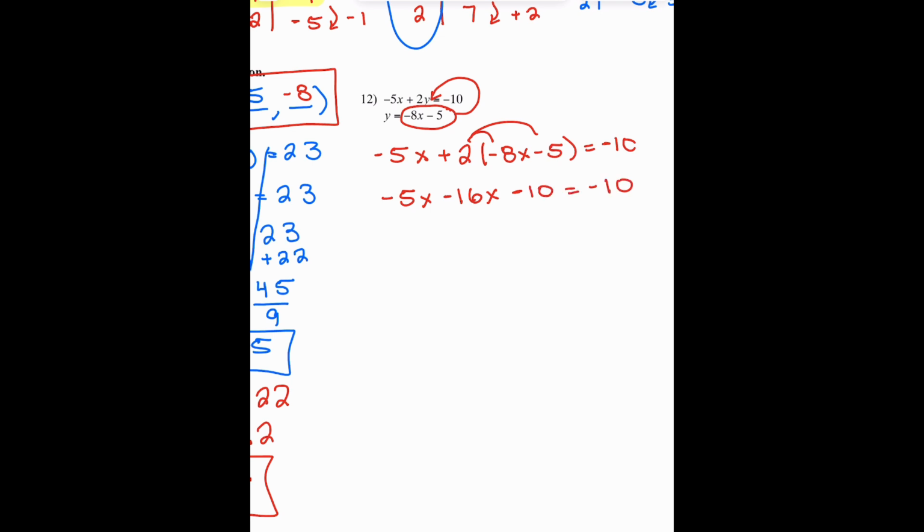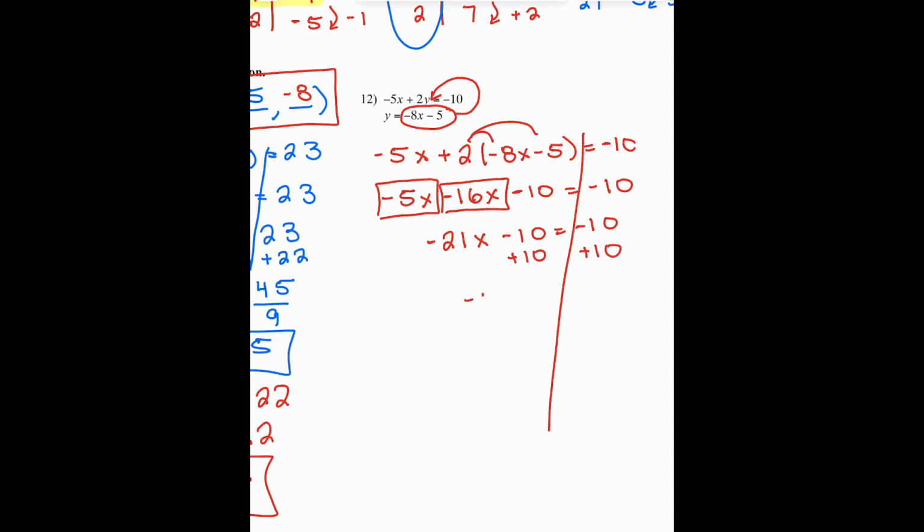I see some like terms that I can combine. So negative 5x and negative 16x together will get me negative 21x. And then I'm going to add 10 to either side. And negative 10 plus 10 will equal 0. And if I divide by negative 21, I get that x is equal to 0.